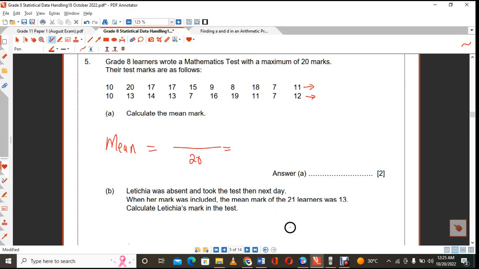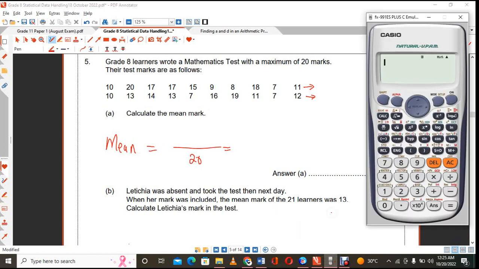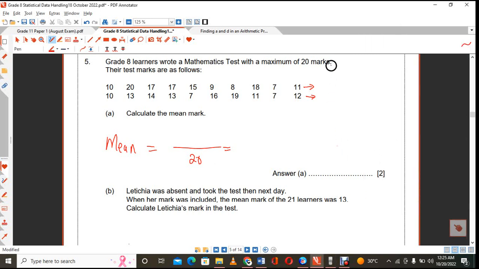So I'm looking for what the sum of those values are. So let's take them row by row so I don't get confused. Starting with the first row, I have 10 plus 20 plus 17 plus 17 plus 15 plus 9 plus 8 plus 18 plus 7 plus 11. 132 it is. So that's 132.